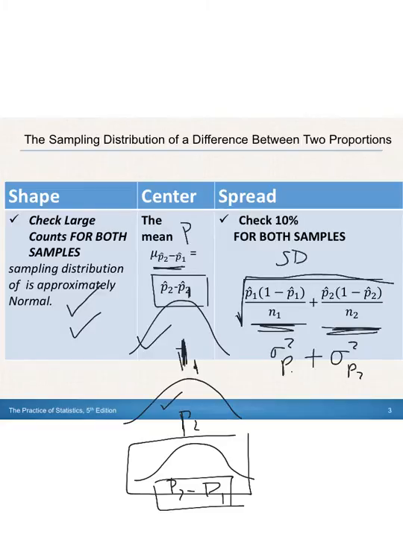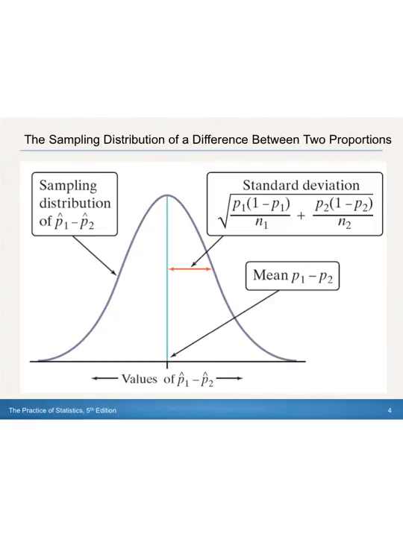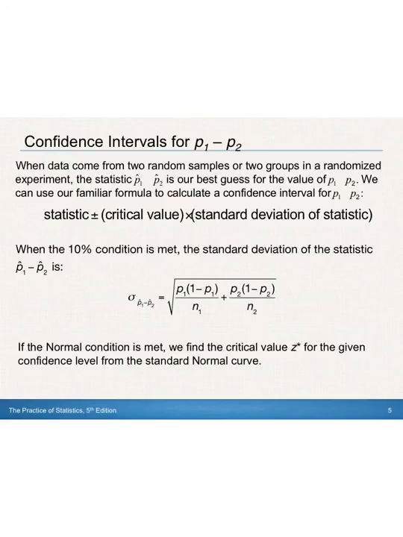Here it is in a picture. So here's the distribution of all the things that can happen when we take the difference between P1 and P2. The center is P1 minus P2. The sampling distribution is all the things that can happen. And the standard deviation, as I said, is the variance of P1 plus the variance of P2, square root, to get the standard deviation. So maybe the visual helps you a little more.